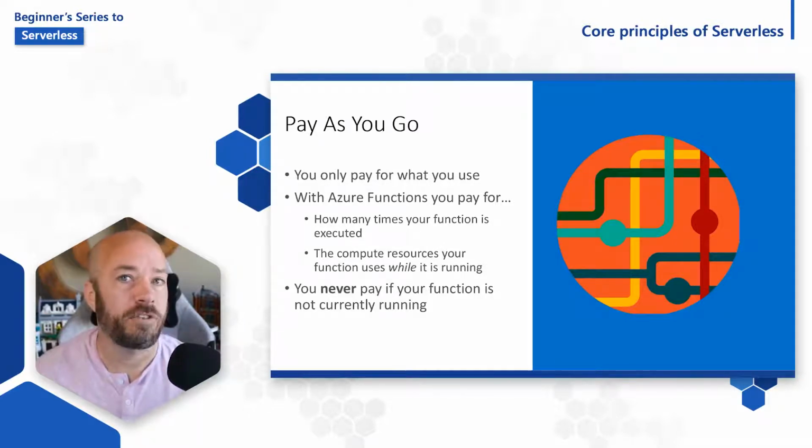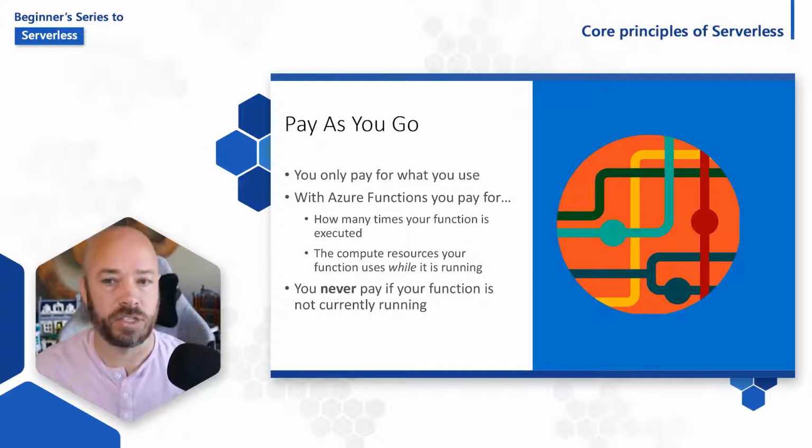You only pay for serverless when you're actually using it. If you're not using it, you're not paying. With Azure Functions, you pay for two main things: an execution cost, which is a cost when your function is executed, and the amount of resources like RAM, CPU, etc. that is used while your function is running.